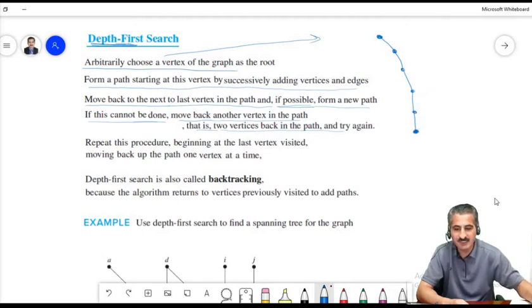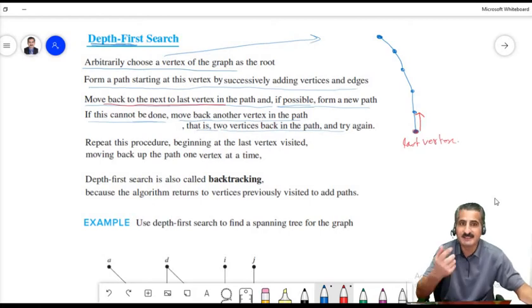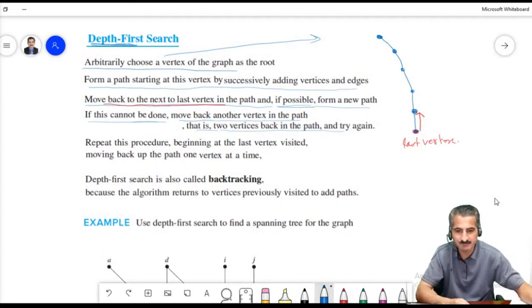And then what the algorithm says is go back to the last vertex. This is move back to the last vertex. So this is the last vertex. And it says go back to the next vertex, to the last vertex, which means this one here. And now try to do the same thing. Just keep following paths and vertices.